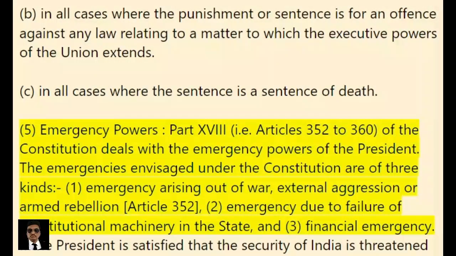5. Emergency powers. Part 18. Articles 350 to 360 of the Constitution deal with the emergency powers of the President. The emergencies envisaged under the Constitution are of three kinds. 1. Emergency arising out of war, external aggression or armed rebellion, Article 352. 2. Emergency due to failure of constitutional machinery in the state. And 3. Financial emergency.